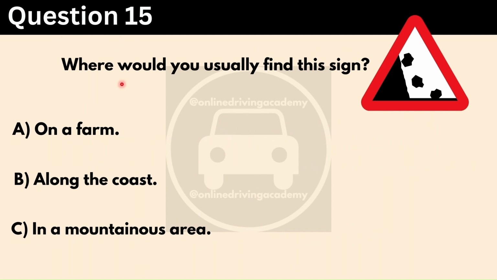Question 15. Where would you usually find this sign? Now this is again a warning sign. However, we can see there are falling rocks, right? So where would you find this road sign? Is it option A, on a farm? Is it option B, along the coast? Or is it option C, in a mountainous area? Correct answer here would be option C.